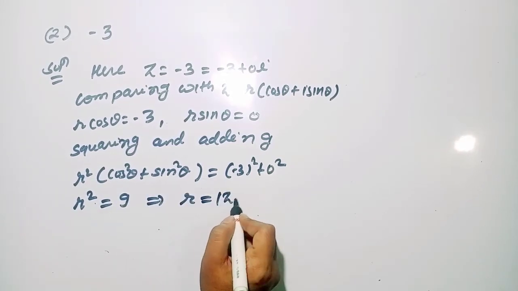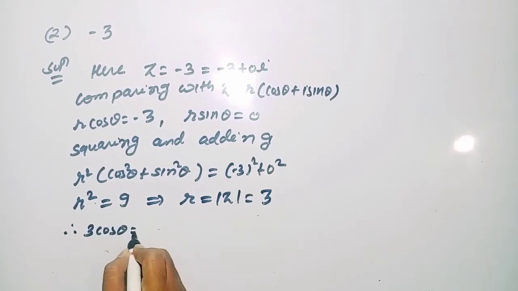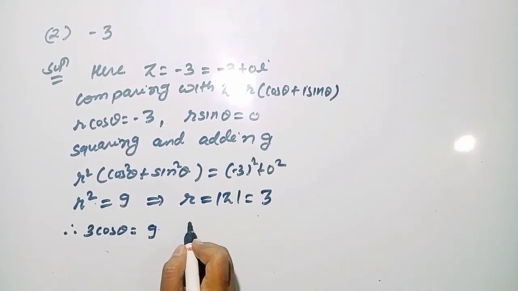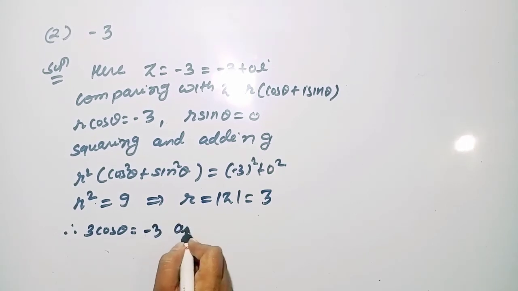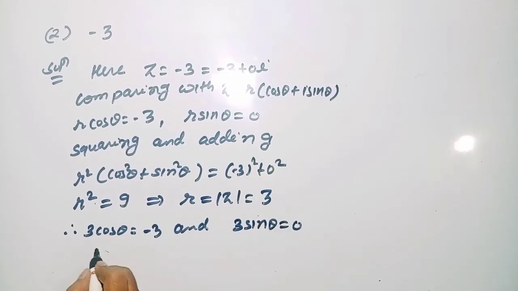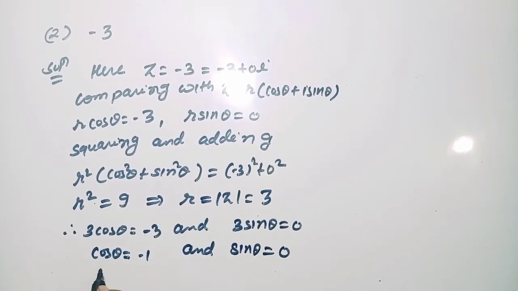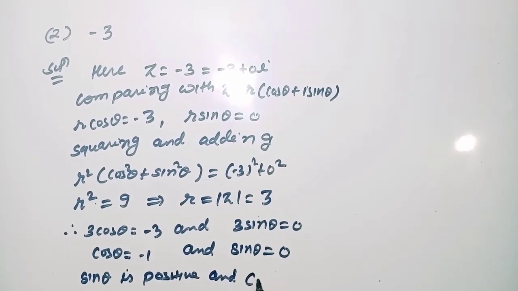So r is the modulus of z, and modulus z is 3. So putting the value of r in the given result, r cos theta is equal to minus 3 and r sin theta is equal to 0. So cos theta is equal to minus 1, and sin theta is equal to 0. So at which angle is cos theta minus 1 and sin theta 0? So we will find the quadrant.